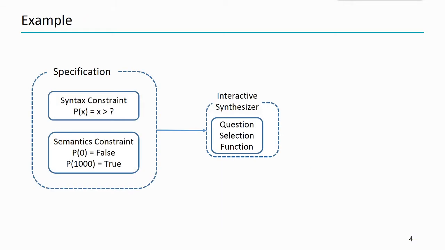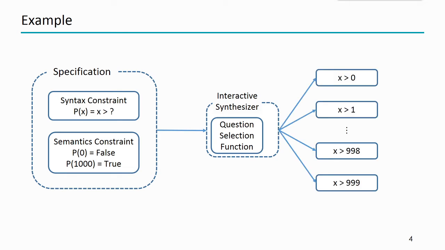Let's take a simple synthesis task as an example. This task will be used throughout this talk. The specification of this task is comprised of two parts. Syntactically, the target program is a comparison between the input and an unknown integer constant. Semantically, the target program must satisfy the given two input-output examples. Initially, there are 1000 possible programs, from x greater than 0 to x greater than 999.